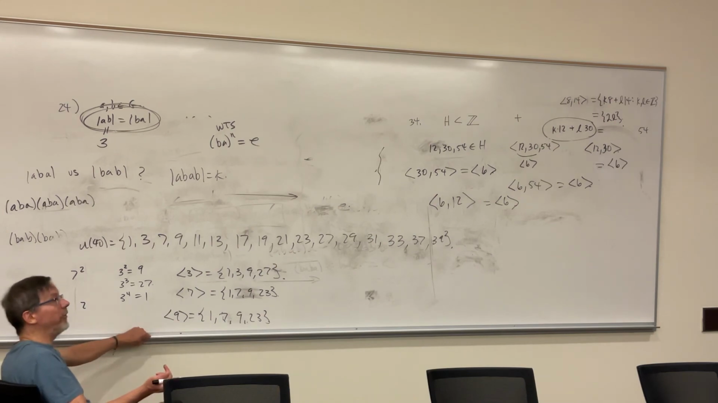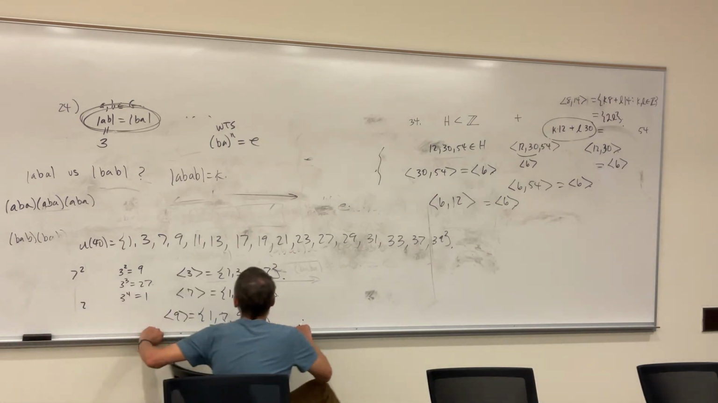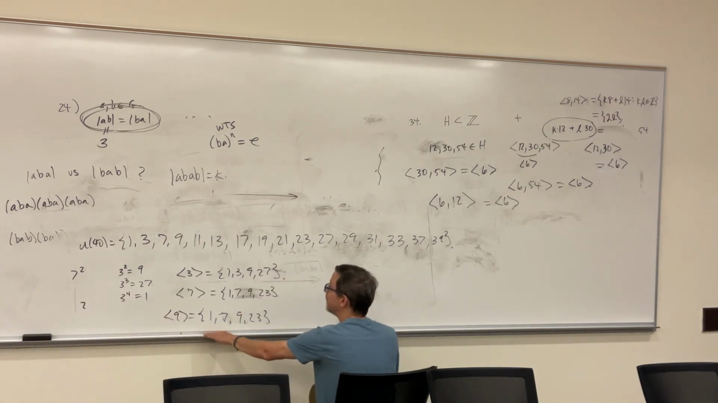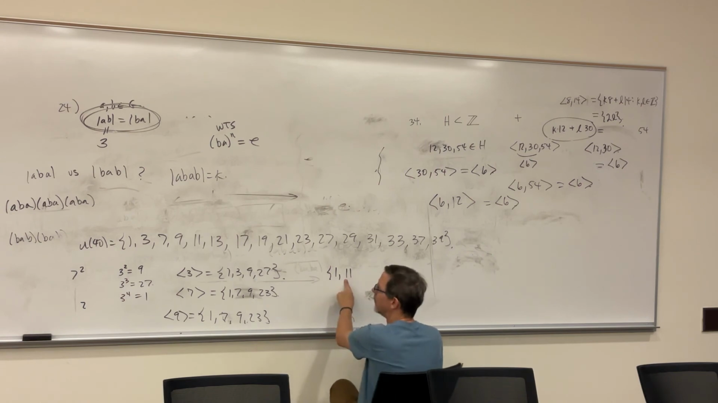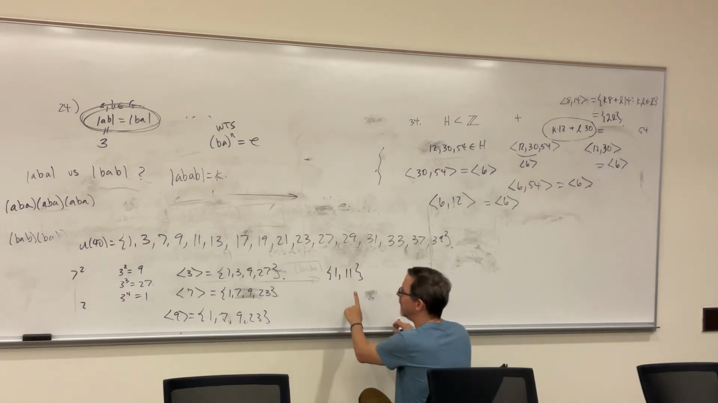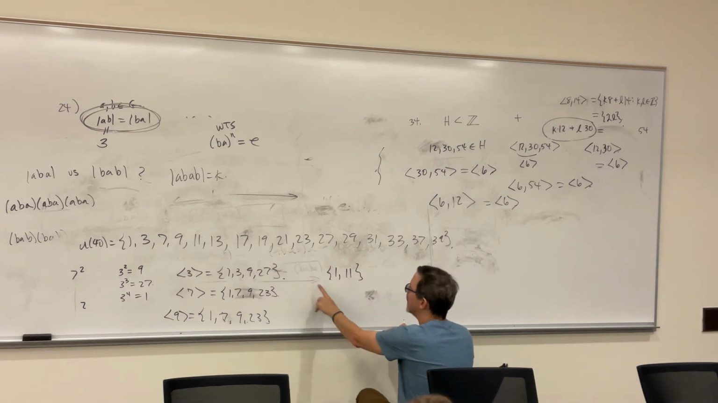I think there's a bunch of subgroups of order 2, right? So we've got 11, I think, is a subgroup of order 2. So 1, 11, 11 squared is 121, that gets me back to 1. Yeah, 7 doesn't work.